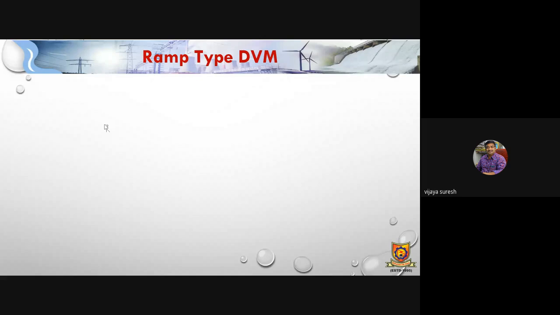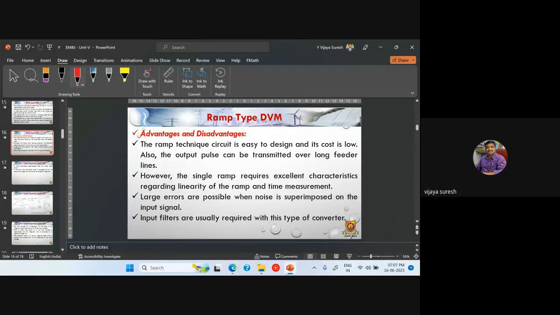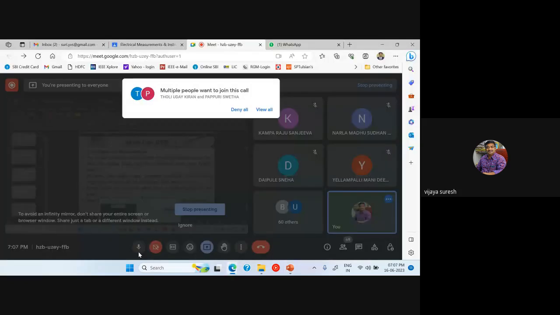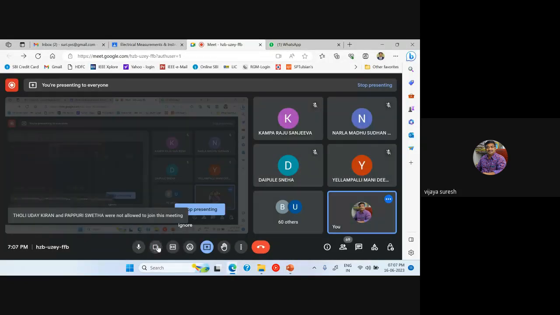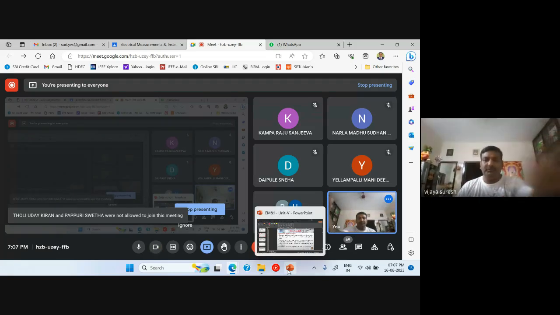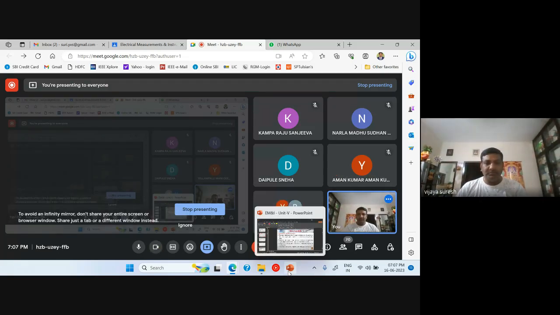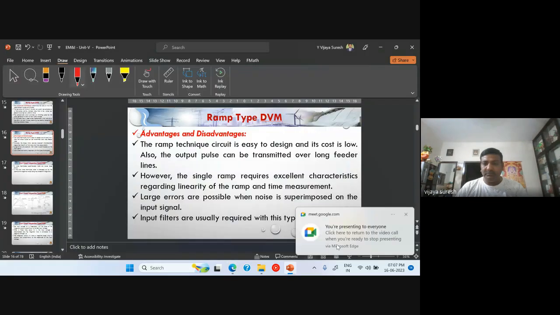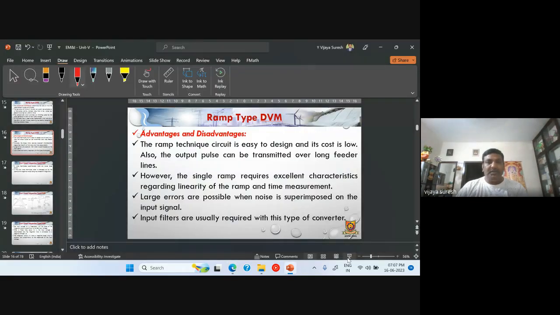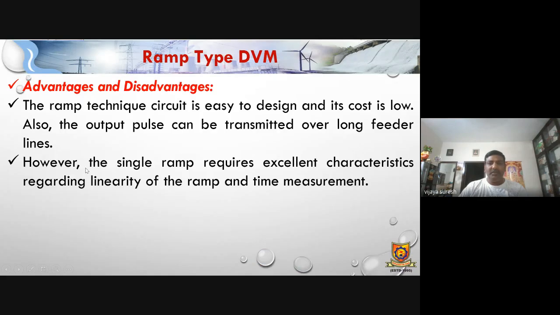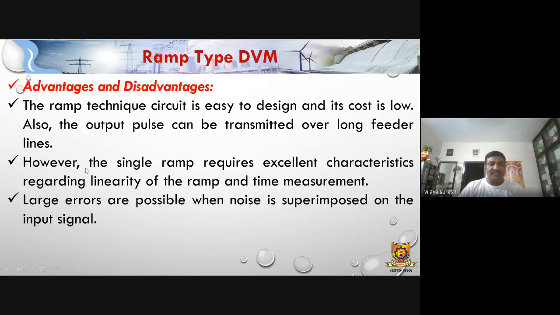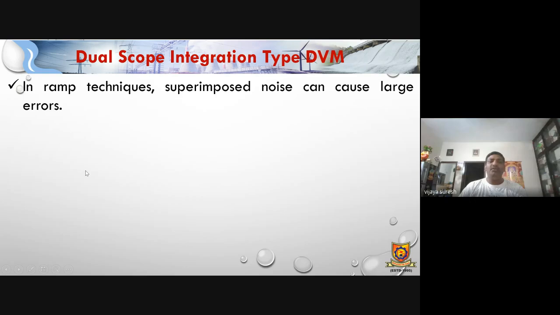So, in the last class, we discussed the ramp type digital voltmeter, their advantages, disadvantages, principle of operation, and block diagram. These are the things we discussed in the last class, and now we are going to reduce these errors.